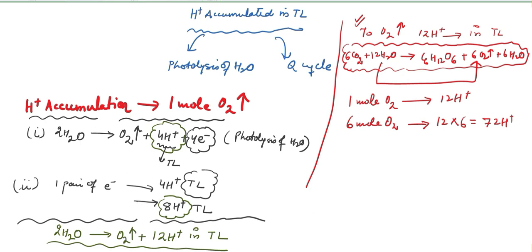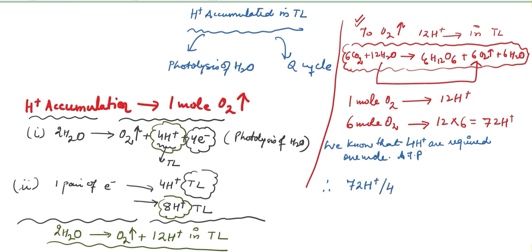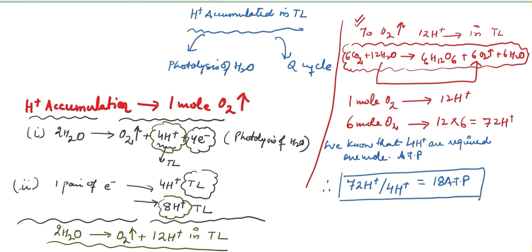Now, we know that four protons are required for the production of one molecule of ATP. Therefore, 72 protons divided by 4 protons will produce 18 ATP. Fine.